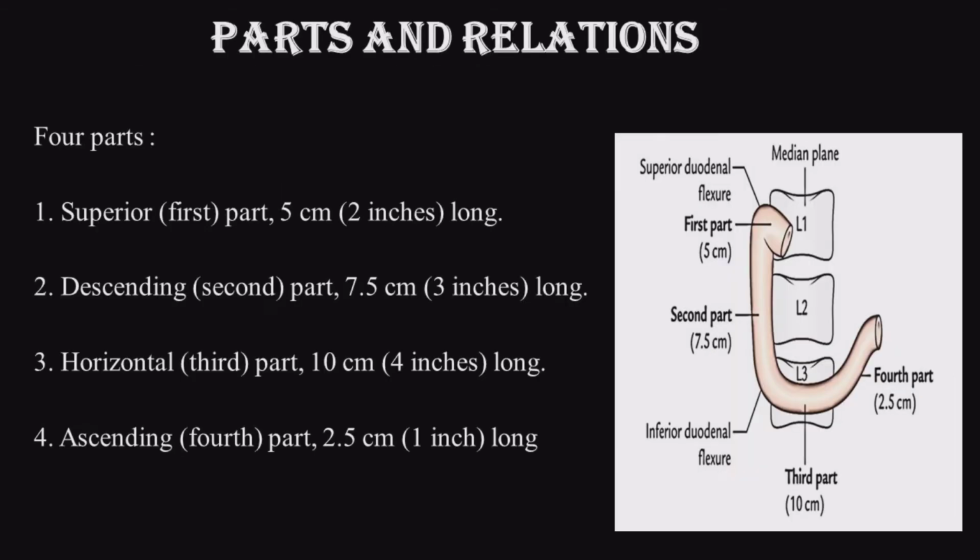Measurements of the duodenum. The duodenum is 25 cm long and it is divided into 4 parts. The first part or superior part is 5 cm or 2 inches long. The second part or descending part is 7.5 cm or 3 inches long. The third part or horizontal part is 10 cm or 4 inches long. The fourth or ascending part is 2.5 cm or 1 inch long.